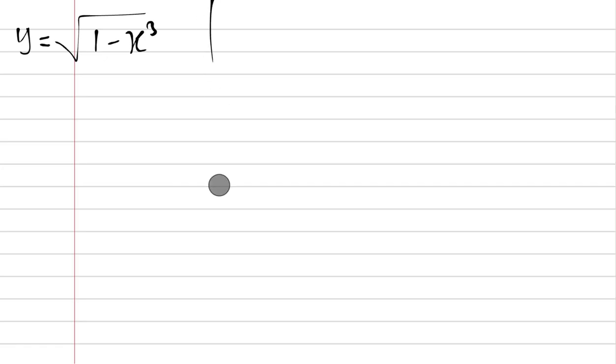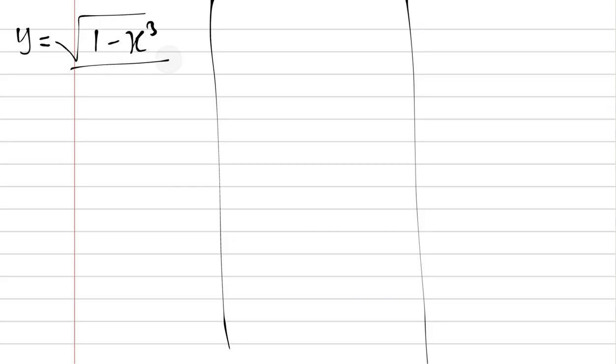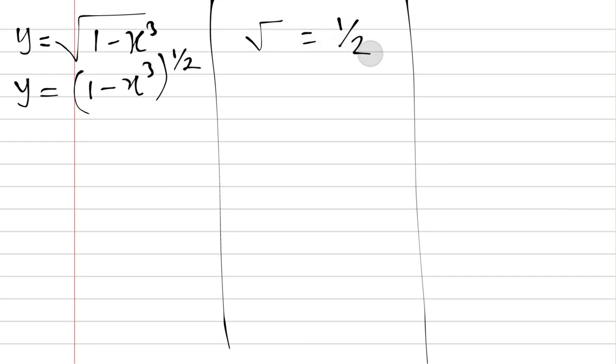Now you see, in this place too, you cannot just differentiate it directly like that. So what you have to do first is to rewrite this value. You rewrite it as y equal to (1 minus x raised to power 3) all raised to power 1 over 2. You know, in indices, square root is the same thing as power 1 over 2. So that is what I applied there. The square root turns to 1 over 2 as the power.